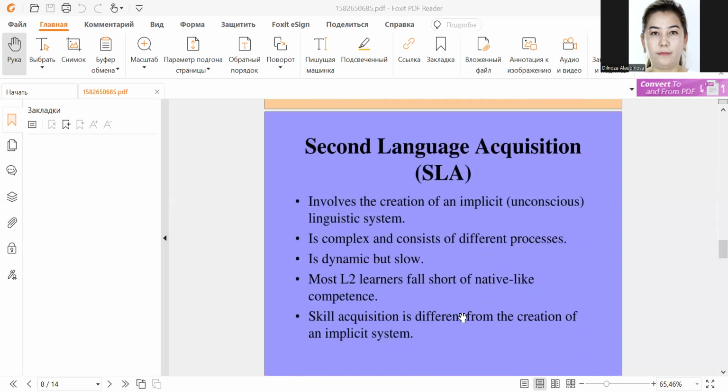What's second language acquisition? It involves the creation of an implicit linguistic system. It's complex and consists of different processes. It's dynamic but slow. Most L2 learners fall short of native-like competence. Skill acquisition is different from the creation of an implicit system.